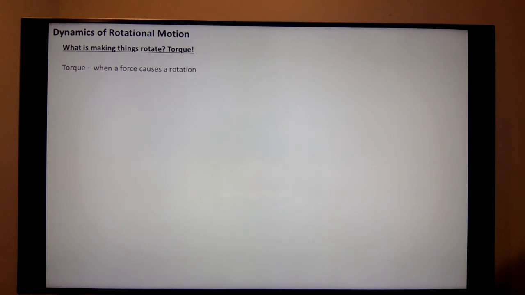So you might remember we asked ourselves what was making things move way back in an earlier chapter. Why are things accelerating? And we said forces. Forces make things accelerate. So now we're going to ask ourselves the question, why is anything rotating? What makes an object rotate?